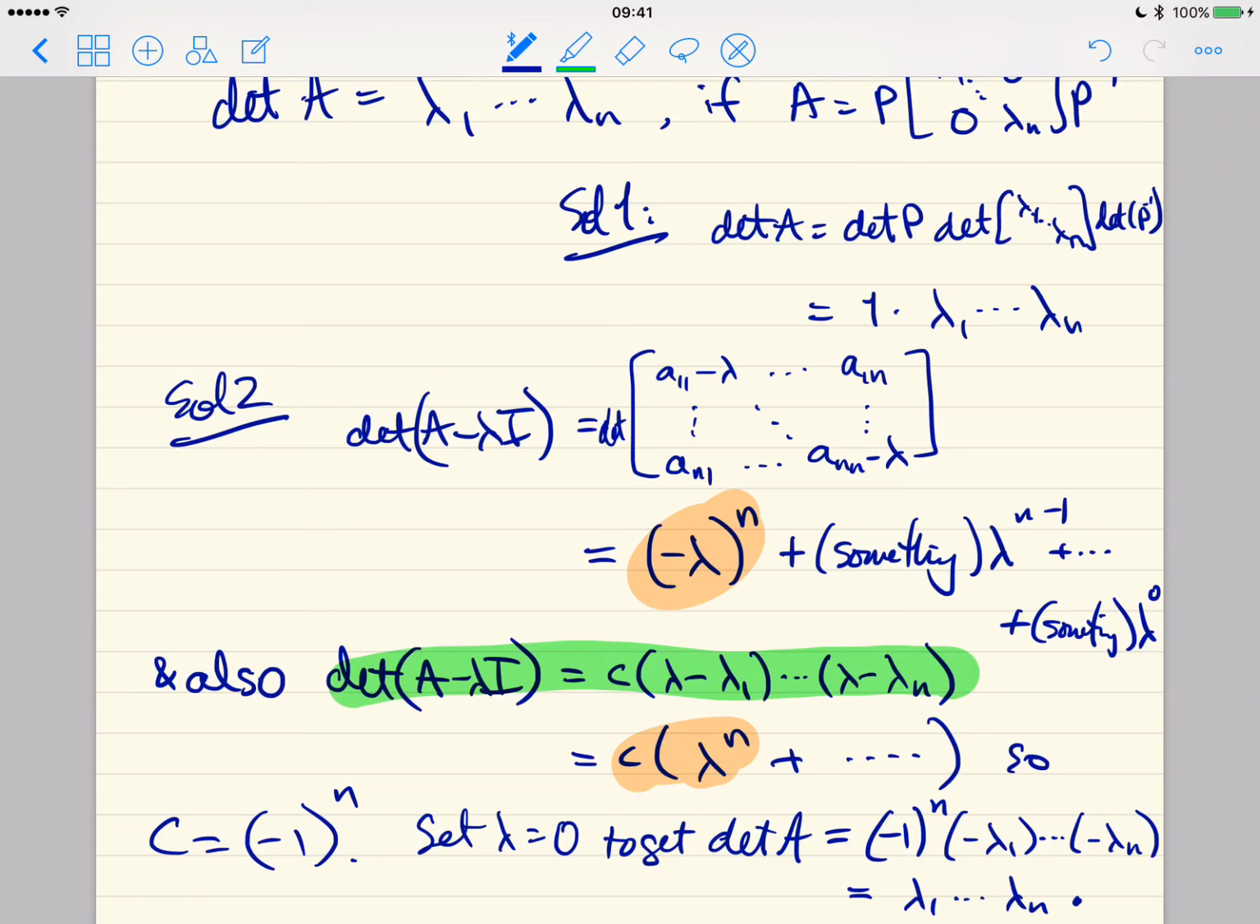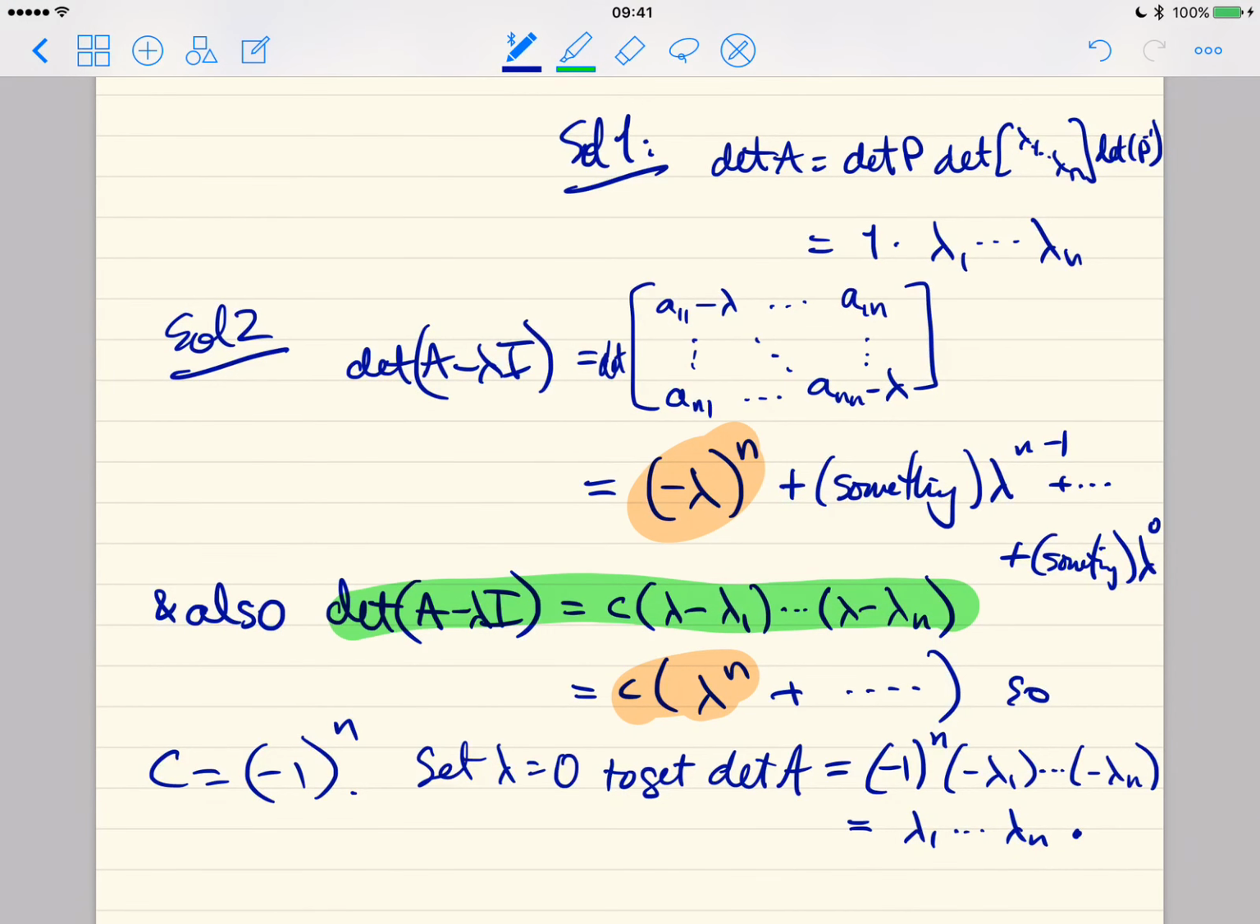Yes? This is the fundamental theorem of algebra. It says that if you have a polynomial and you know what its roots are, the polynomial is equal to some constant times the product of x minus root 1, x minus root 2, dot, dot, dot, x minus root n.